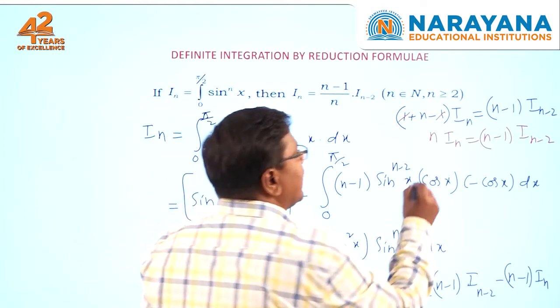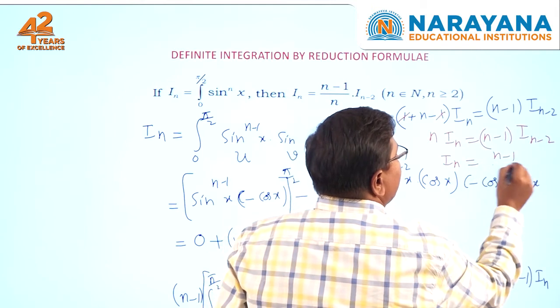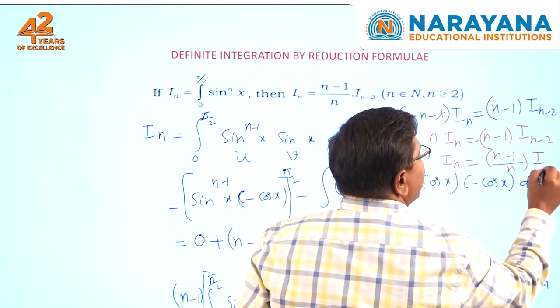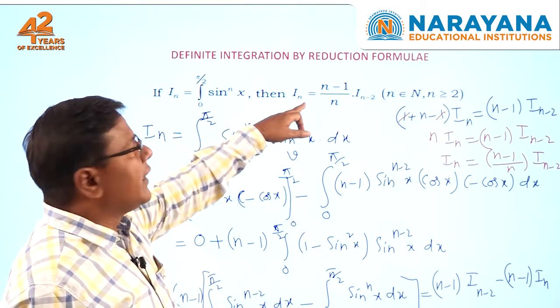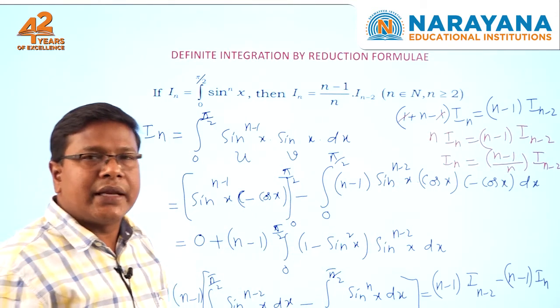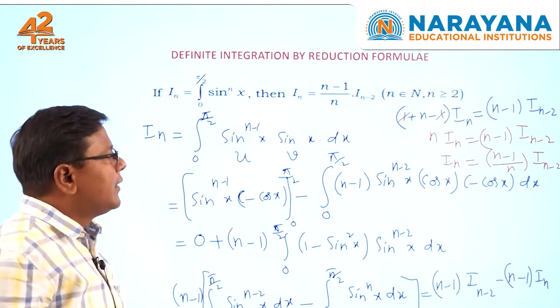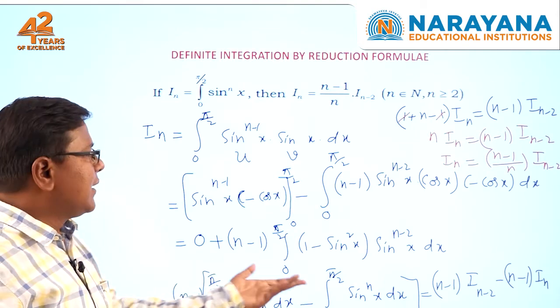Therefore, finally, I_n equals (n minus 1) by n into I_(n minus 2). It is the result we need to prove: I_n equals (n minus 1) by n into I_(n minus 2), where n is a natural number greater than or equal to 2, right. This is derived by using integration by parts.